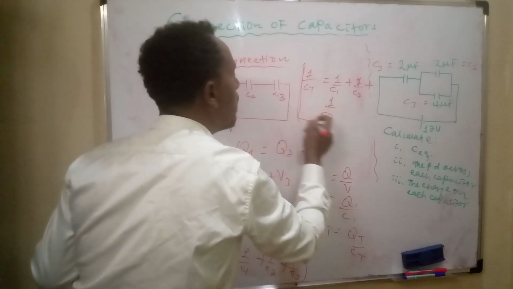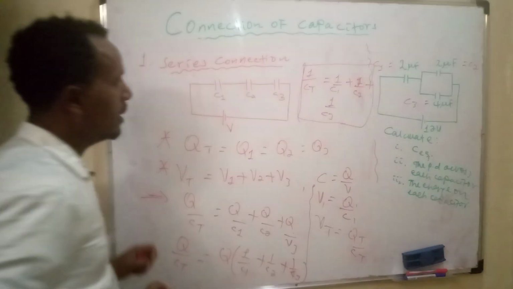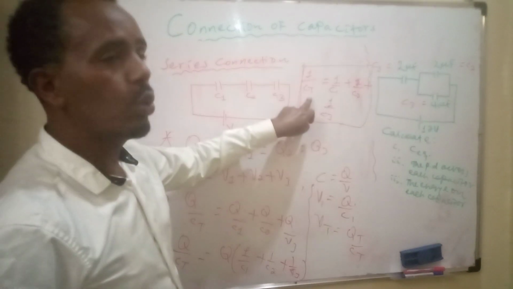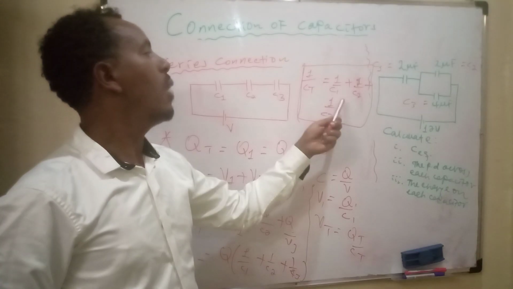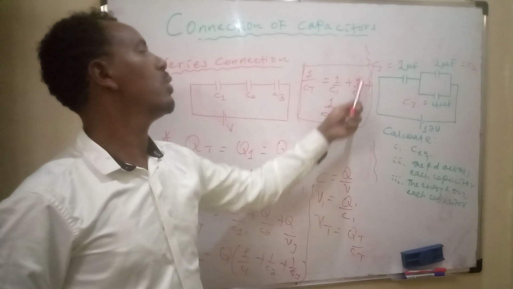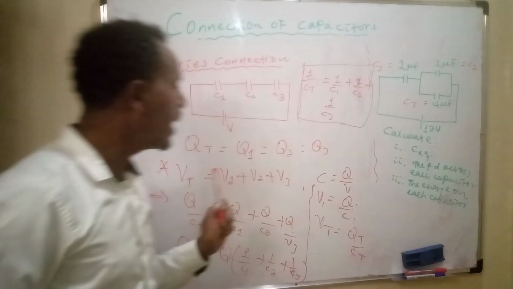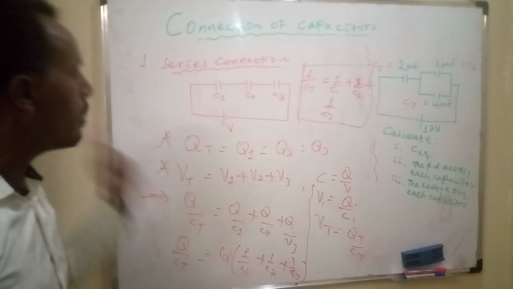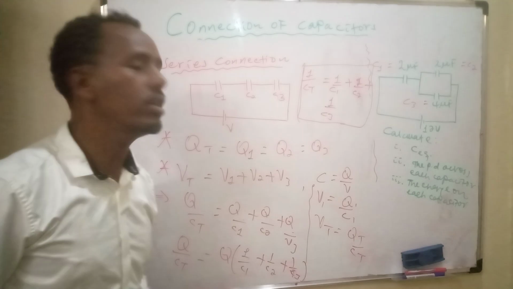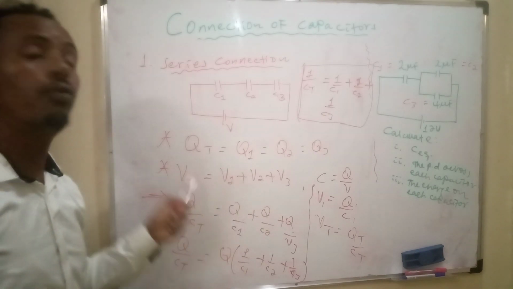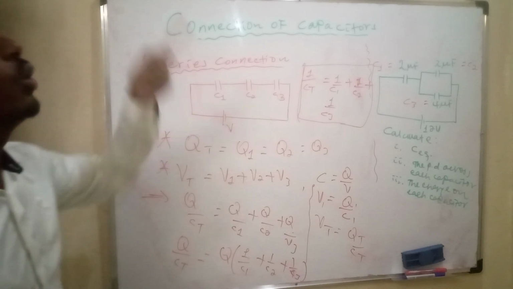If three capacitors are connected in series, 1 over total capacitance, or 1 over equivalent capacitance, is equal to 1 over capacitance 1 plus 1 over capacitance 2 plus 1 over capacitance 3. Generally, for series connection of capacitors, charge is constant, whereas the total voltage is equal to the sum of each voltage drop on each capacitor.